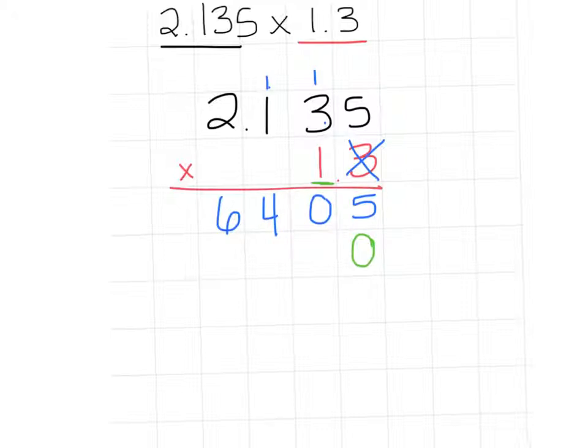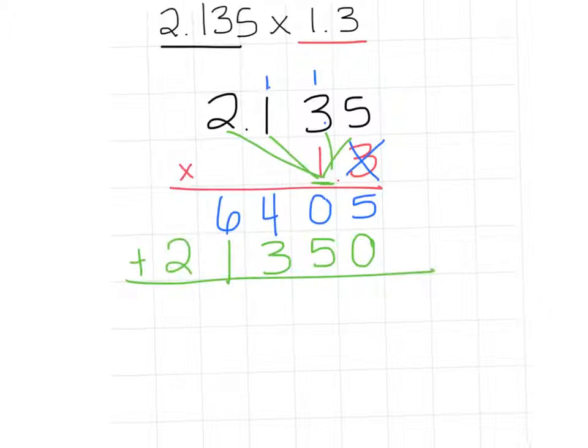And now I'm going to take 1 times 5, which is 5, 1 times 3, which is 3, 1 times 1, which is 1, and 1 times 2, which is 2. And now I add these together going down. 5 plus 0 is 5, 0 plus 5 is 5, 4 plus 3 is 7, 6 plus 1 is 7, and 2.